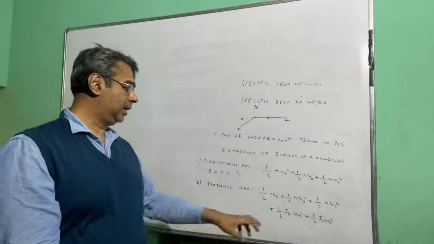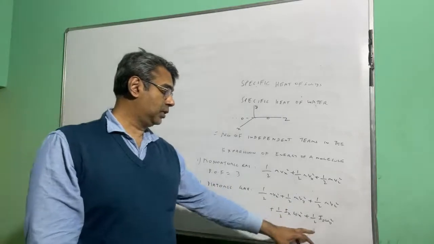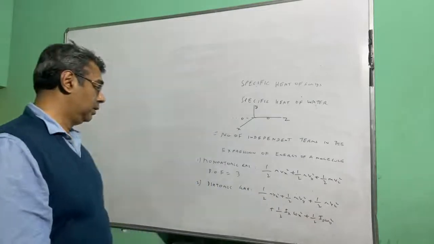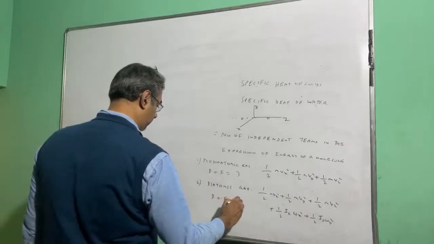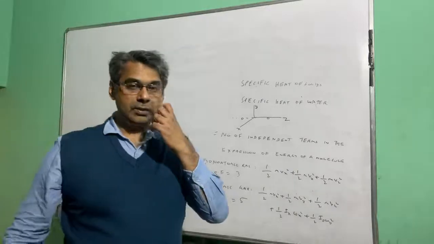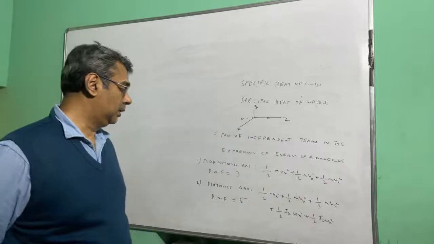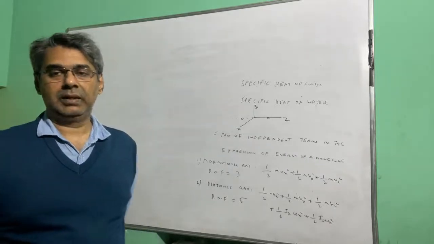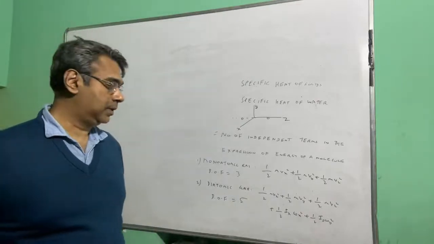So you can have 3 degrees of translational freedom and 2 degrees of rotational freedom, like 1, 2, 3, and these two are for rotational. So the degrees of freedom will be 5. Now one thing you have to remember, for diatomic gases, the degrees of freedom is always 5 except when the temperature is very high.